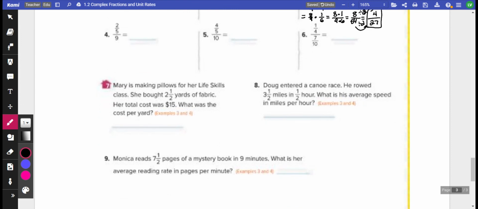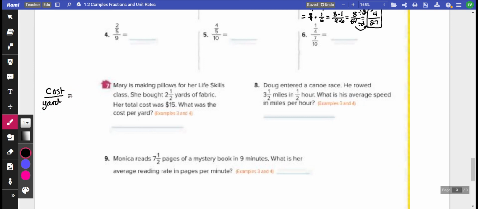All right, let's take a look at number 7. Mary is making pillows for her life skills class. She bought 2.5 yards of fabric. Her total cost was $15. What was the cost per yard? So it's asking for cost per yard. Actually, I'm going to rewrite that. Cost per yard.